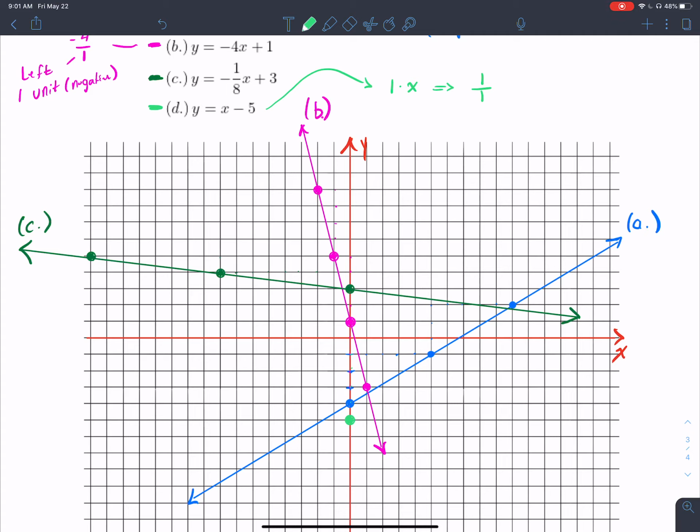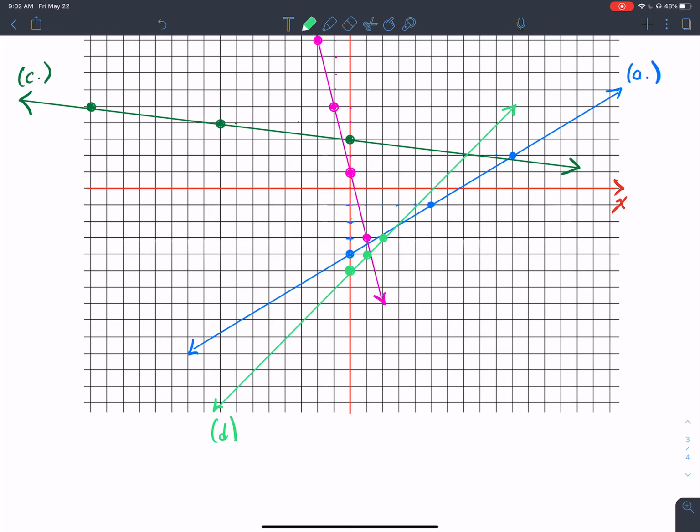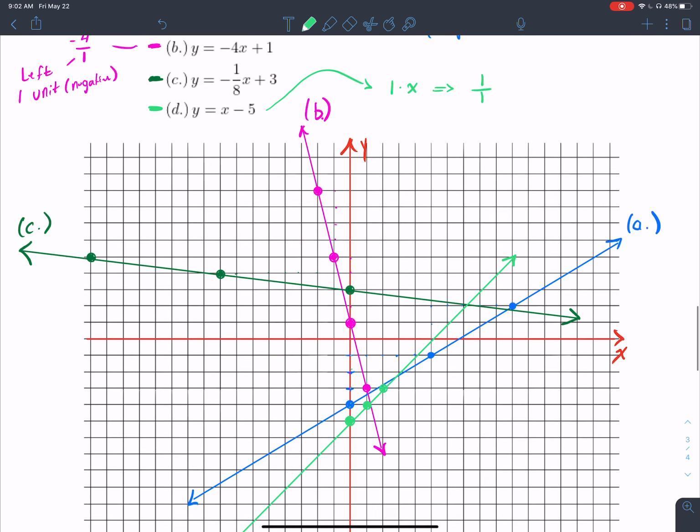So we're going to rise 1 and go to the right 1. So up 1 over 1. Up 1 over 1. And then we'll connect those. And this is D.